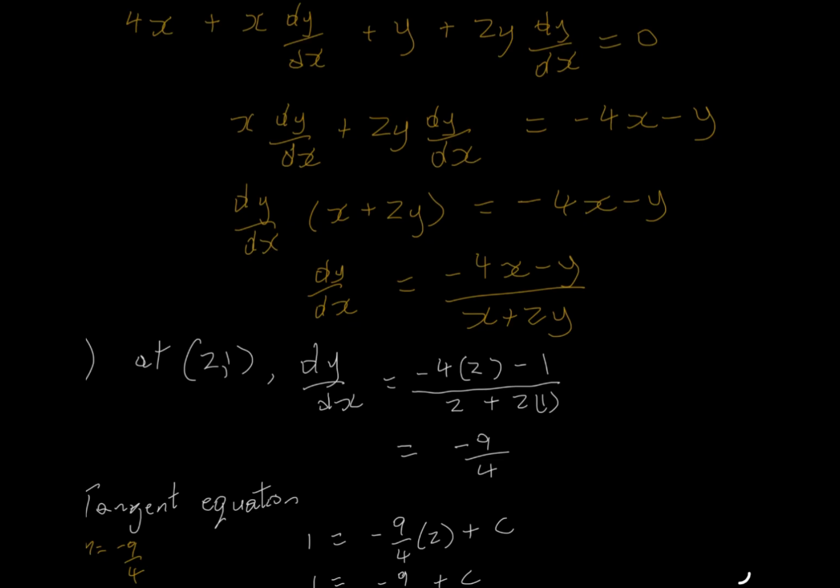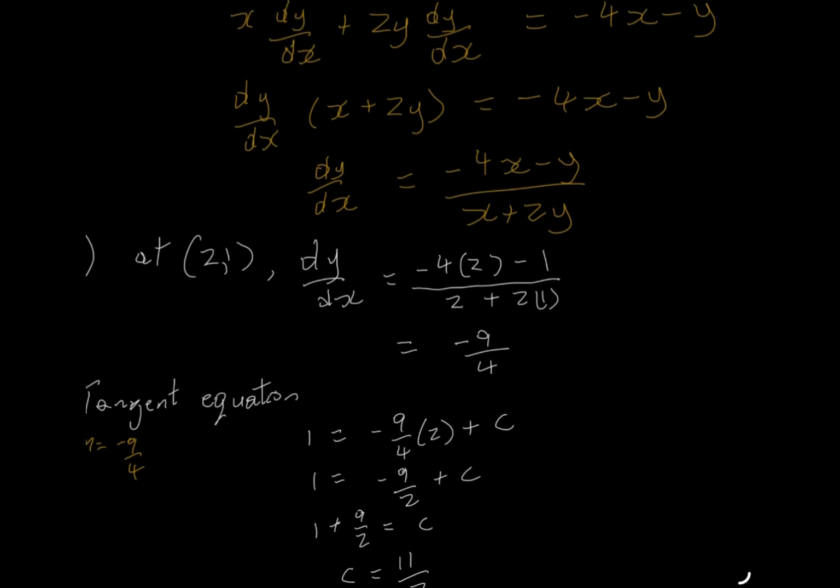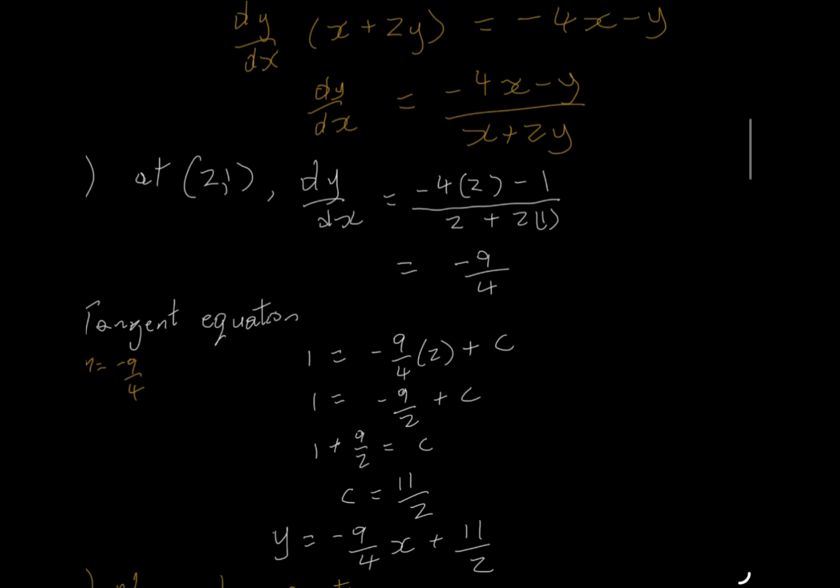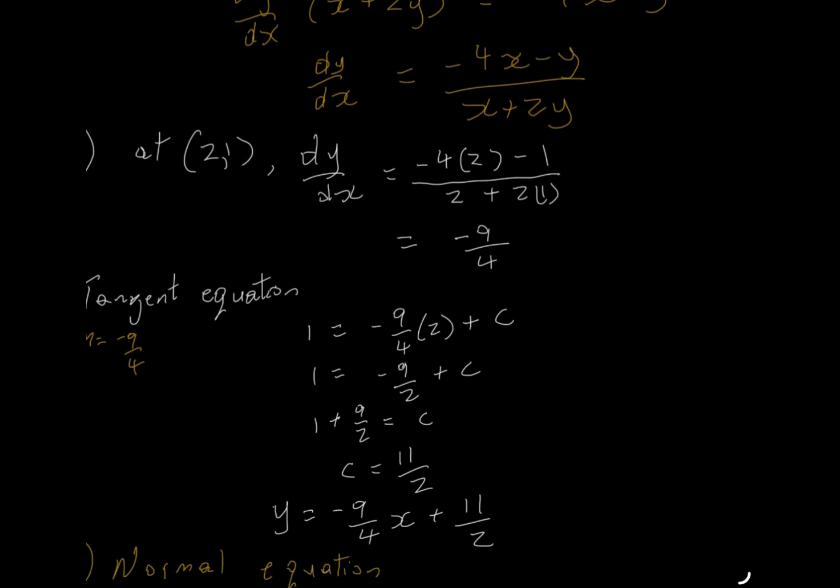For the tangent equation, we're going to use the gradient of negative 9 over 4. Put that into the y equals mx plus c along with the x value and the y value, y value of 1, x value of 2. So 1 is equal to negative 9 over 4 times 2 plus c. 1 will be equal to negative 9 over 2 plus c. Then c will be 1 plus 9 over 2, and that's going to be equal to 11 over 2, right?